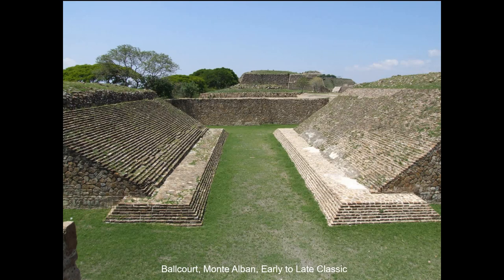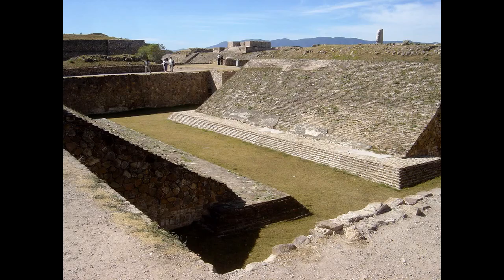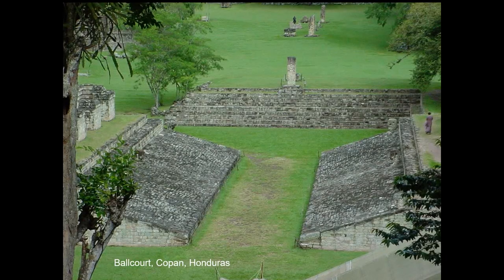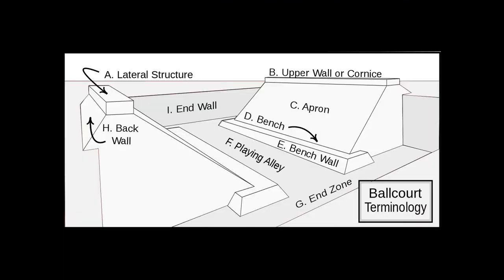The ball game is typically played on an eye-shaped court. It has kind of an end zone on either side, although they're not really end zones or goals. They just seem to be open areas on either end, and a long, narrow playing field in between. You can see this everywhere. This is Monte Alban, which is one of the earliest ball courts. Copan has a ball court. When you are in this ball court, you have a playing alley, and that's where the action happens.